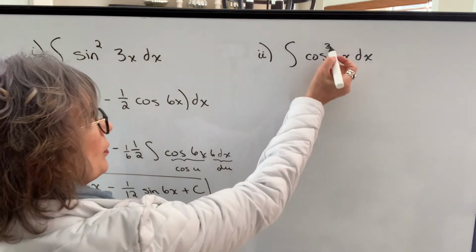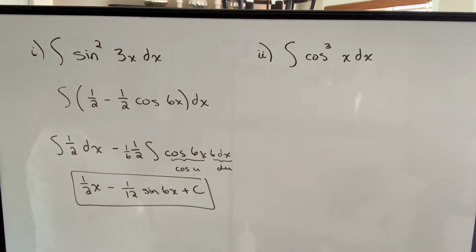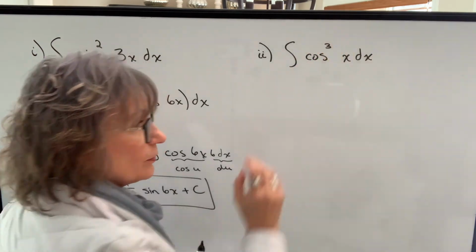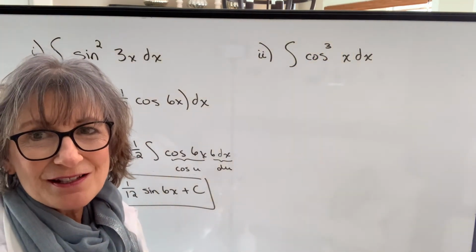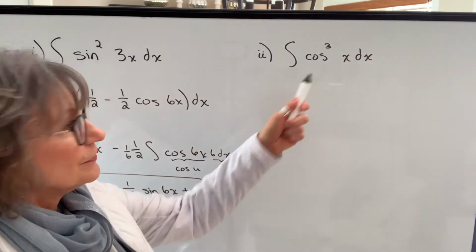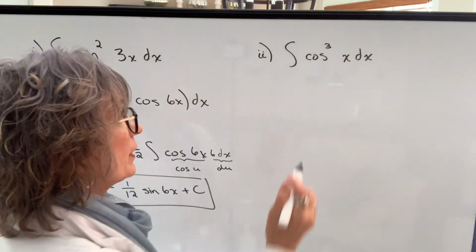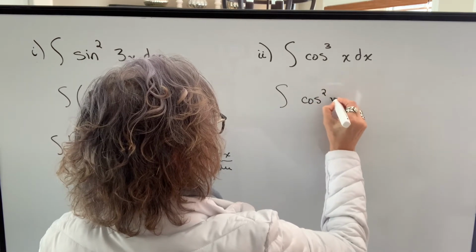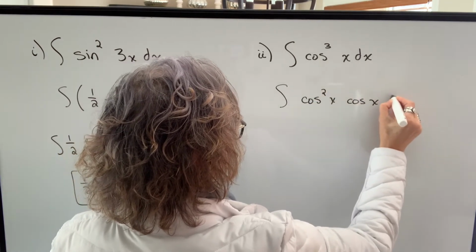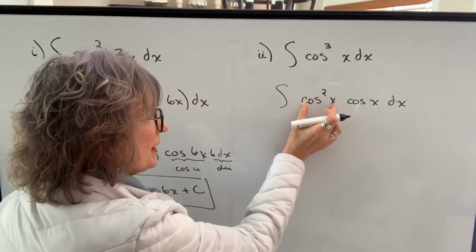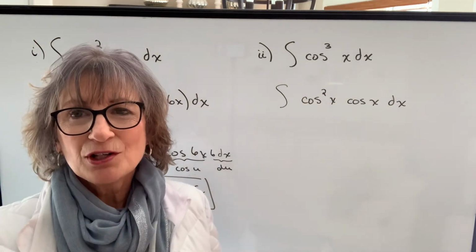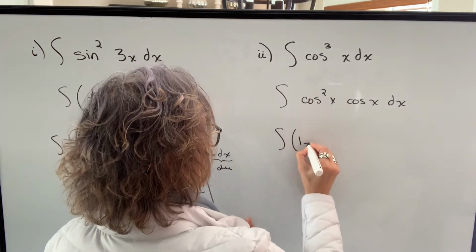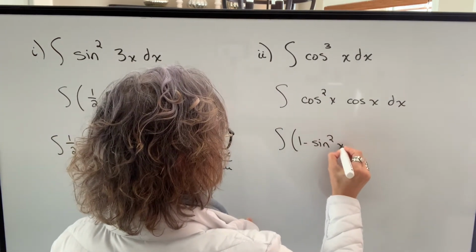Let's take a look at an example where we have a power of 3. Again, if I had a factor of sine of x dx, I could integrate this according to my power rule. But because I'm missing sine of x, I have to do something else. So what I'm going to do is break this up as cos squared x times cos x. Now I don't want to replace this with my double angle identity. Instead, I'm going to use my Pythagorean identity. So I'm going to replace cos squared x with 1 minus sine squared x.